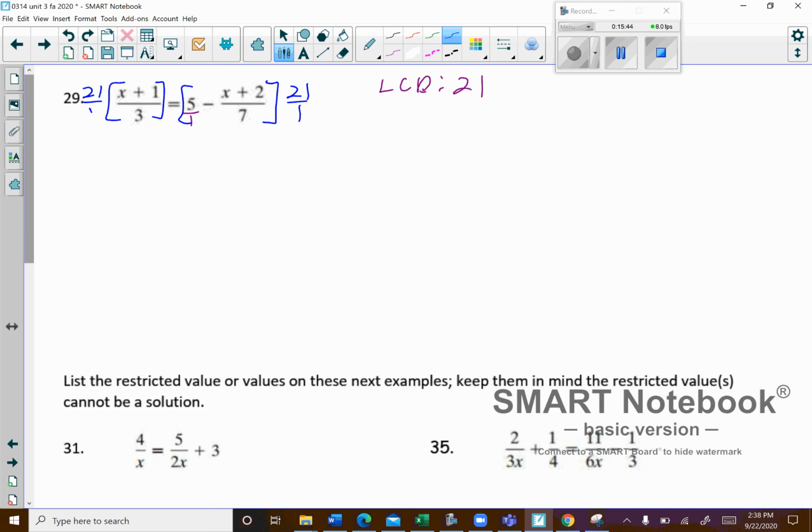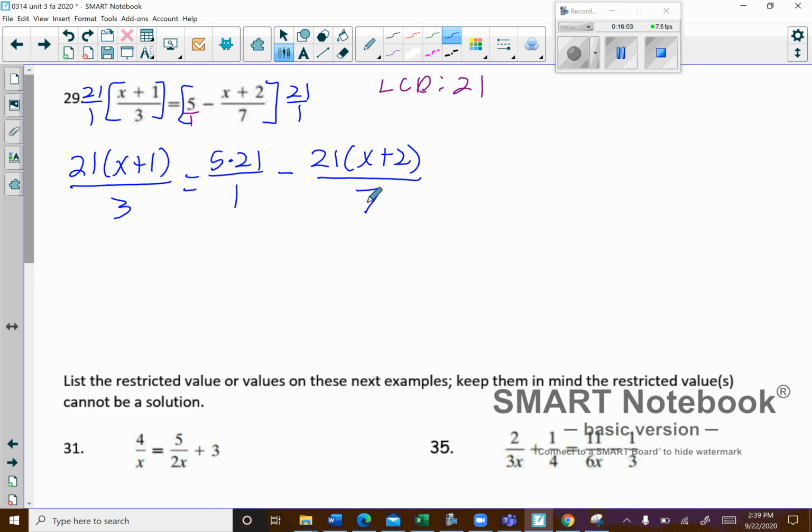Let's see, 21. Okay, so once again, I'm not actually going to distribute it yet. I'm going to leave it right there over 3 equals, and then let's see, 5 times 21. If I wanted to multiply that together, that's not a big deal. I'll do it in a minute. Then let's see, minus 21 times x plus 2 all over 7. Now let's go ahead and reduce this. So let's see, the 3 and the 21. We'll multiply that together in a minute. Let's see, the 7 and the 21 down to a 3.